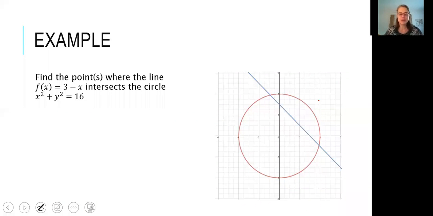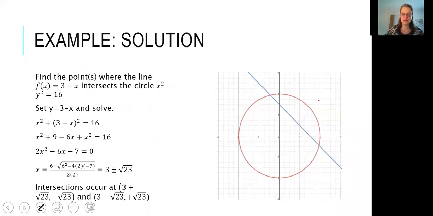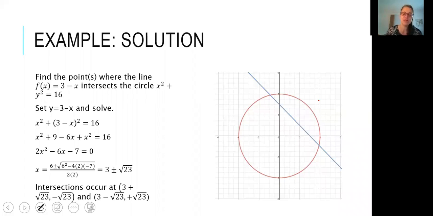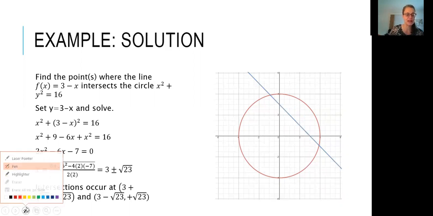Let's skip this one, but I'll give you the answer. This is an example I forgot I had put in here. So we've got the line f of x equals 3 minus x, and that intersects the circle x squared plus y squared equals 16. But this video is getting a little long, so I'm not going to go through this one step by step. Instead, I'm going to just give you the answer here. What we're looking for is the points where the circle crosses that line. The steps on your screen now will tell you how to solve that. Again, make sure you know how to do this.